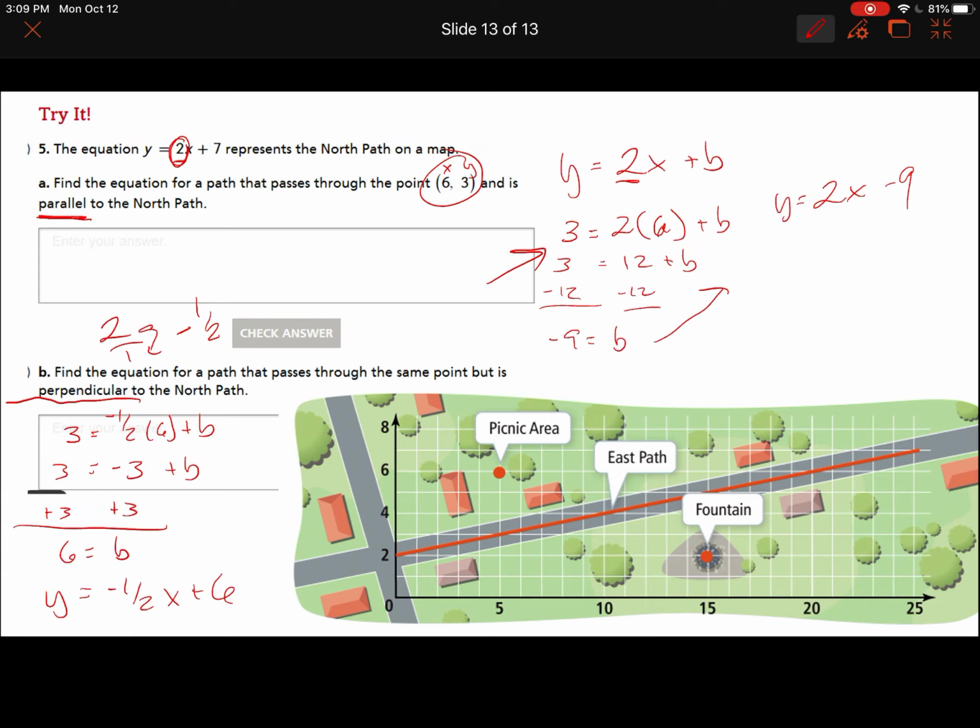All right, guys, that is lesson 2-4. Parallel, perpendicular. Remember, parallel, same slope. Perpendicular, negative or opposite reciprocal. If we get those two pieces down, we should be good to go.